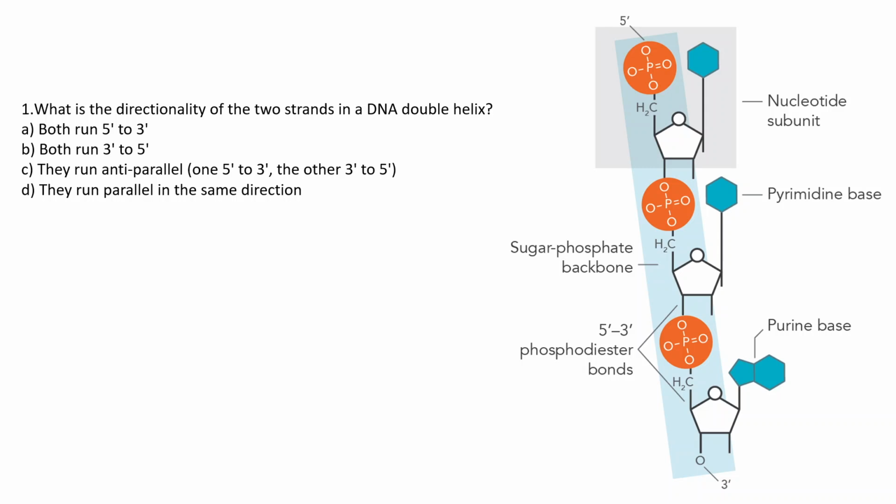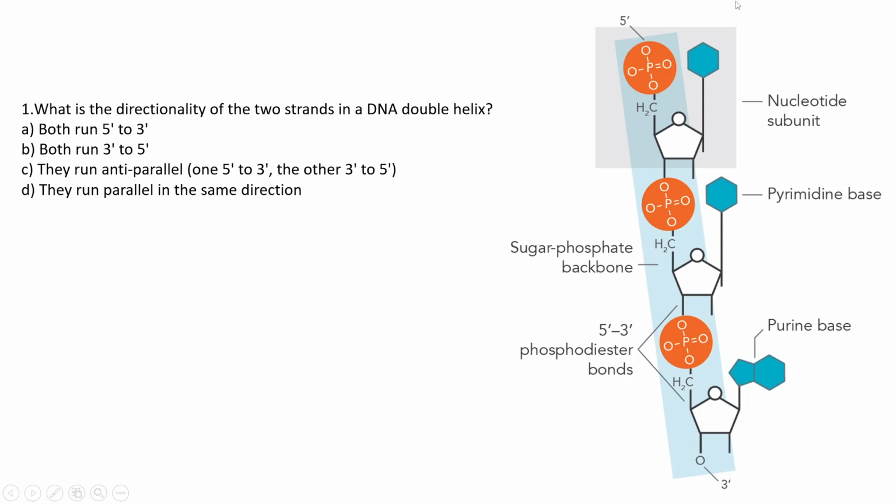So they run anti-parallel. You can see here that one is running 5' to 3', right? Why is it 5' to 3'? Because on this end, on the C5, you have a free phosphate, and here on the 3' you have a free OH. And that's what allows this growth to take place. So that's why it's running from 5' to 3'.